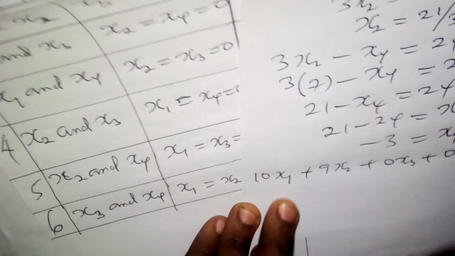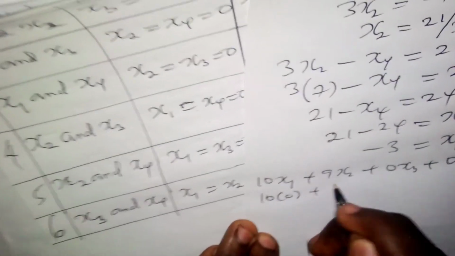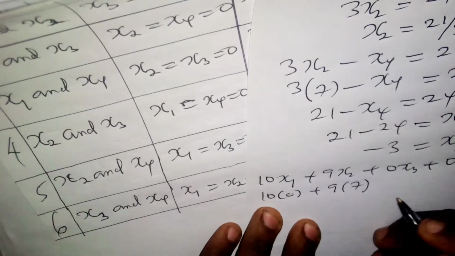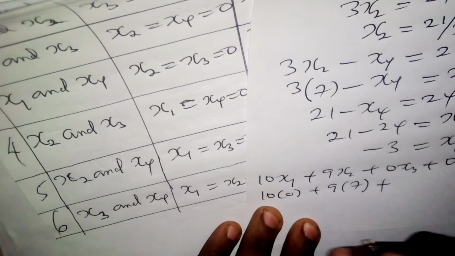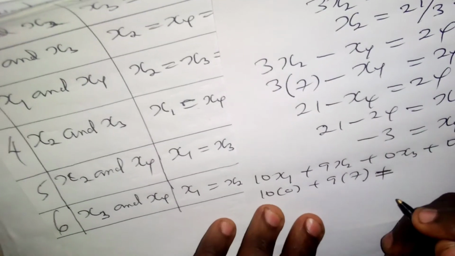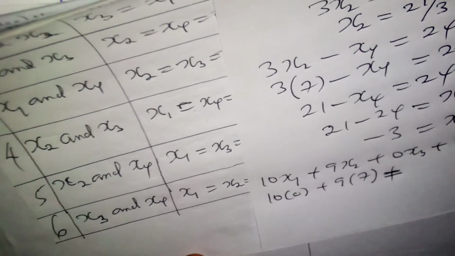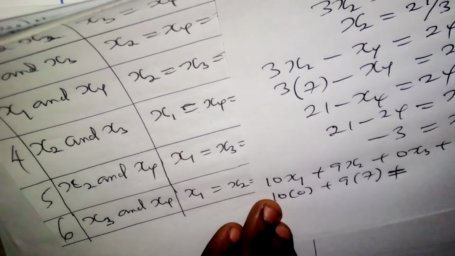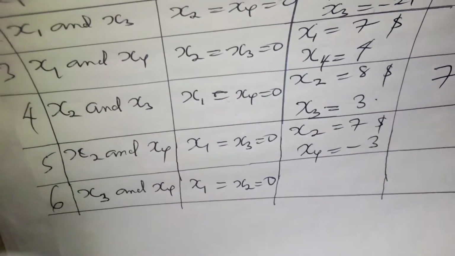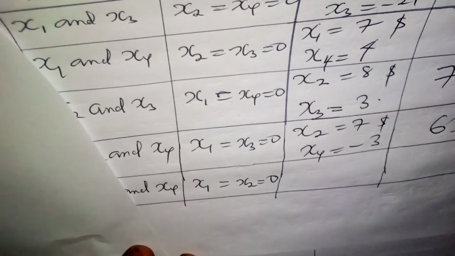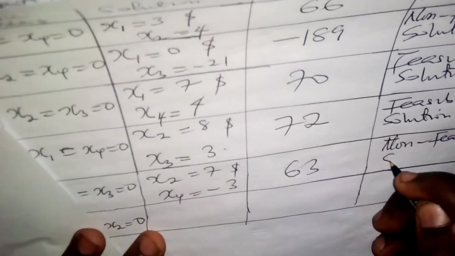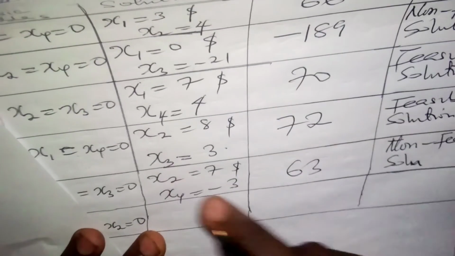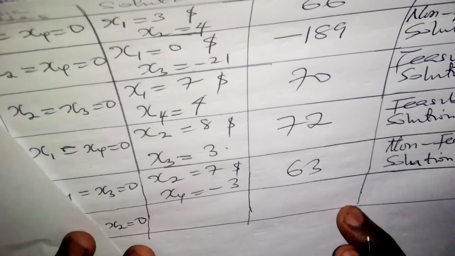And to get the objective function is to impute them back into 10x1 plus 9x2 plus 0x3 plus 0x4. And x1 is 0, x2 is 7, but x3 and x4 give us 0. So at the end of the day, if we solve it, this will give us 63, which is also a non-feasible solution. We have explained that because of the negative value of our unknowns. That's why it is a non-feasible solution.